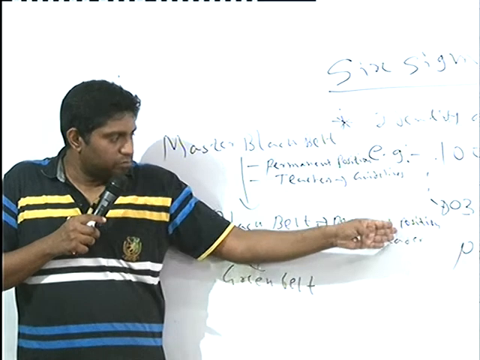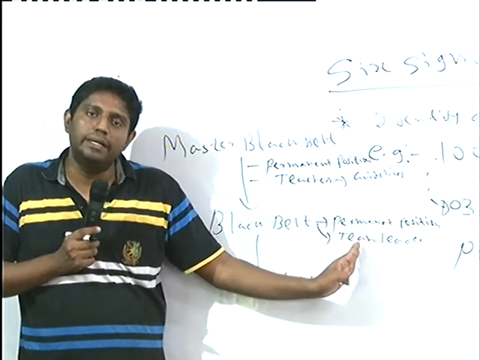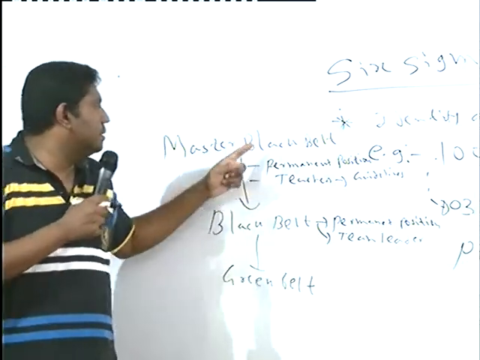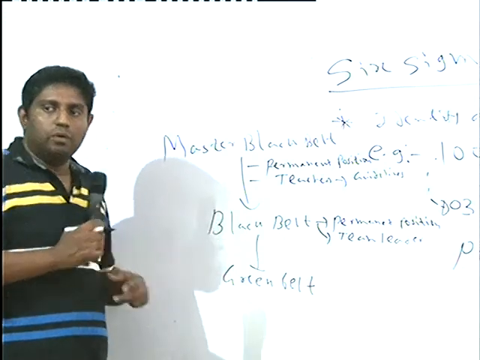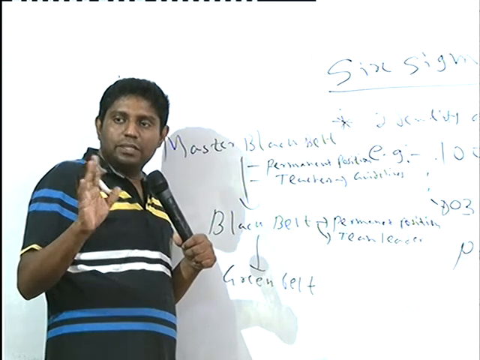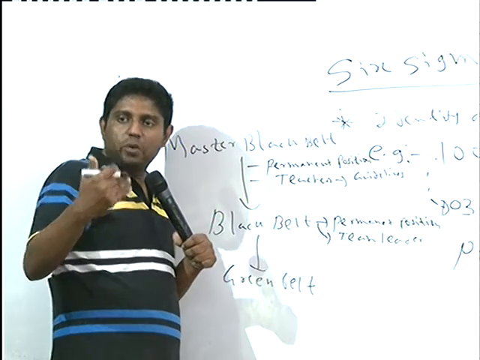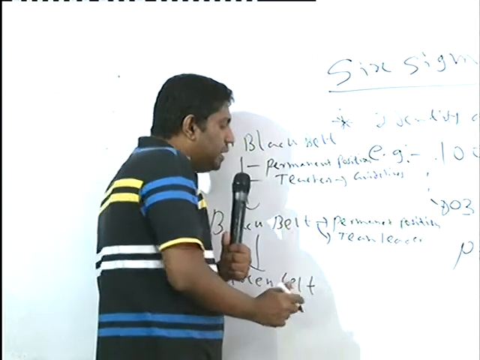So here, they normally work as team leaders. They also have good knowledge in Six Sigma exercises, not the master knowledge, but they have the knowledge. Now I say they also hold permanent positions. Permanent position means, are they involved in operational work? No. They are full time involved in the Six Sigma project work. But green belt is different.